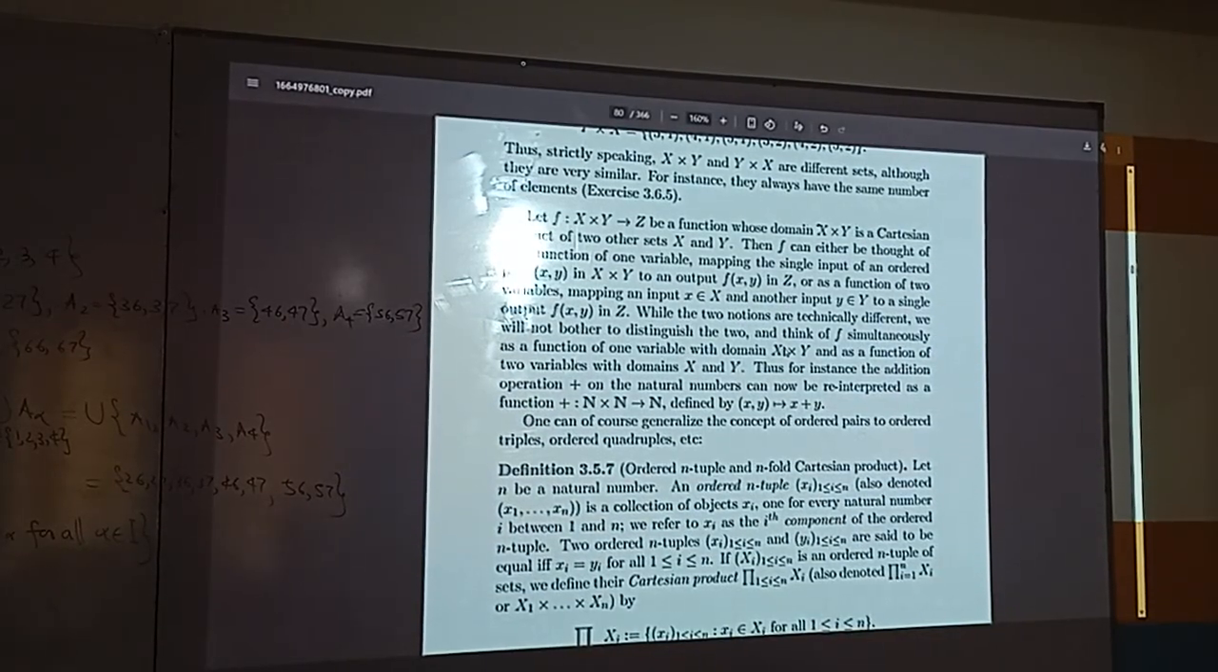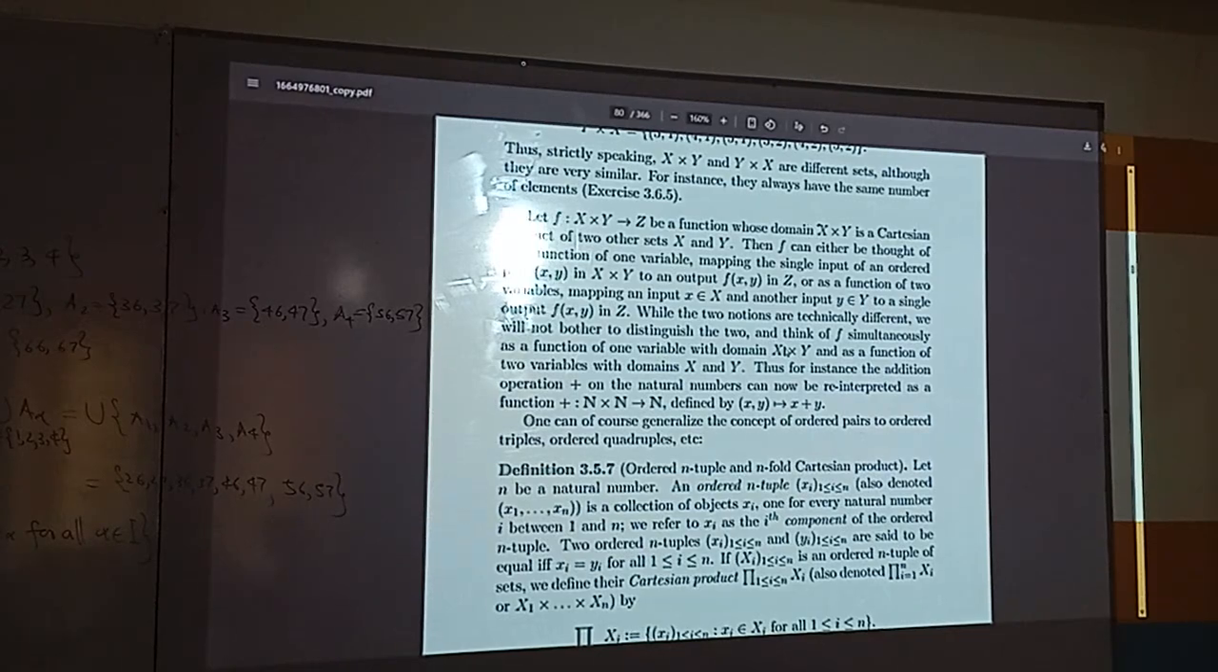Here this paragraph says quite a lot of things. I don't know whether there is anything big to define, but let's say f from x cross y is a function whose domain x cross y is a Cartesian product of two other sets x and y, then f can either be thought of as a function of one variable mapping in the single input, the ordered pair xy.